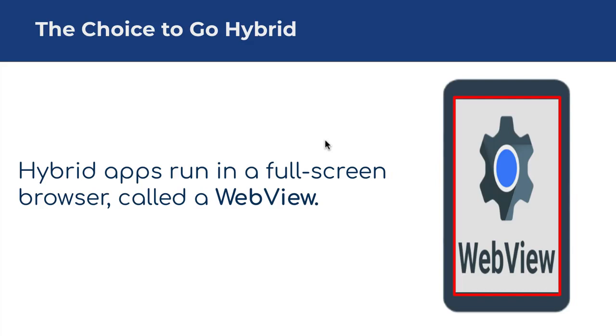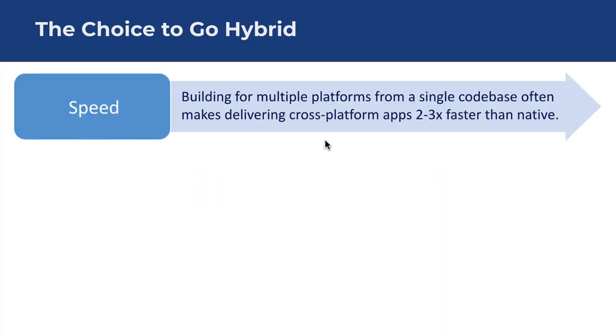The top reason for making the switch from native to hybrid, based on independent research and testimonials, is speed. Building for multiple platforms from a single code base often makes delivering cross-platform apps 2 to 3 times faster than native.